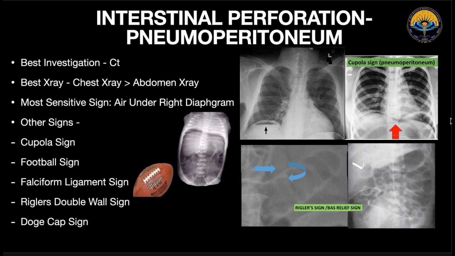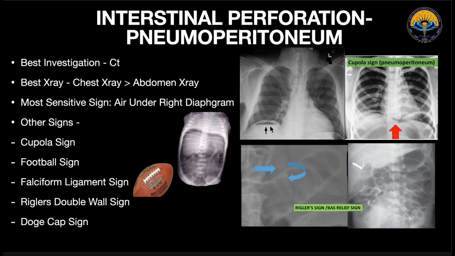Next, intestinal perforation, also called pneumoperitoneum. The best investigation is CT. But if we talk about X-rays, then X-ray chest is better than abdominal X-ray, and the most sensitive sign we see is air under the right hemidiaphragm. We normally see some air below the left diaphragm, which is stomach air, and it should not be confused with pneumoperitoneum. We will diagnose pneumoperitoneum if we see air below the right hemidiaphragm.